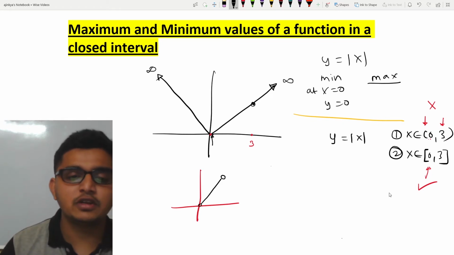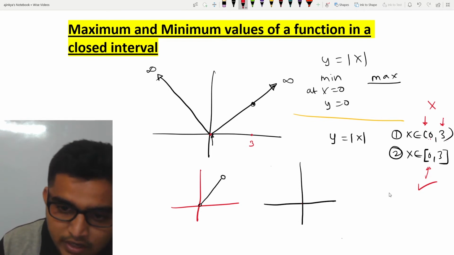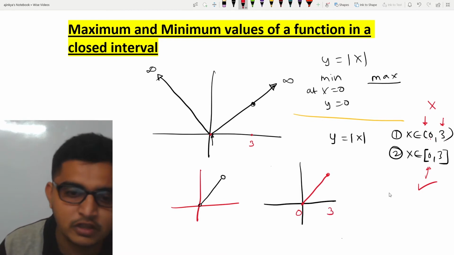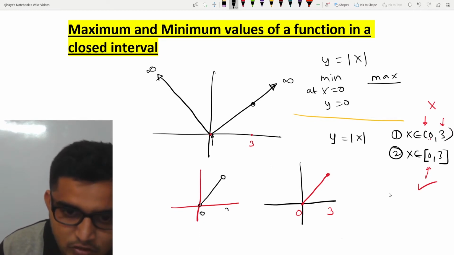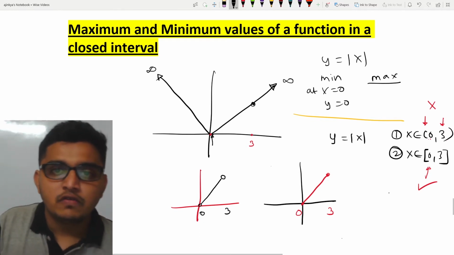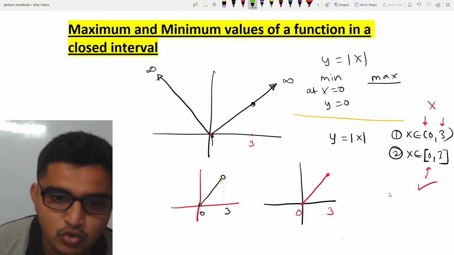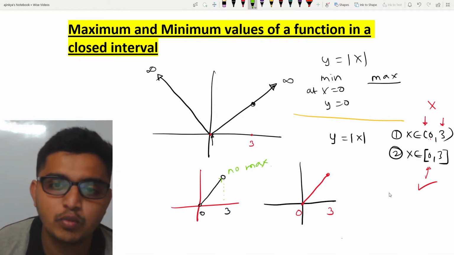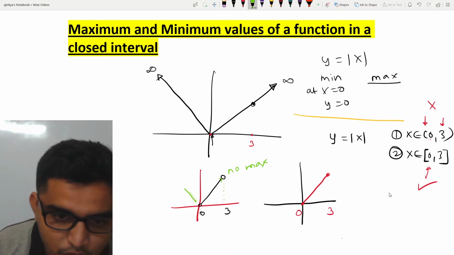For this graph, you are going to have 0 and 3 excluded in the first condition, and for the second condition both points are included. Here 0 is also included and 3 is also included, and over here 0 is not included and 3 is also not included. From the graph we can easily say that, over here 3 is not included, so there is no maximum value. Why? Because it can be 2.99999 and so on, and we cannot define it. Similarly, there is going to be no minimum value.